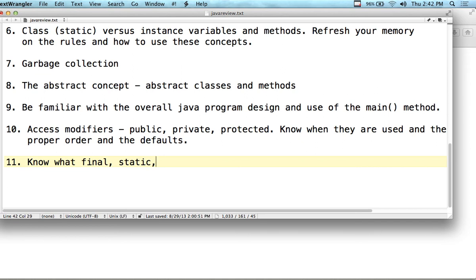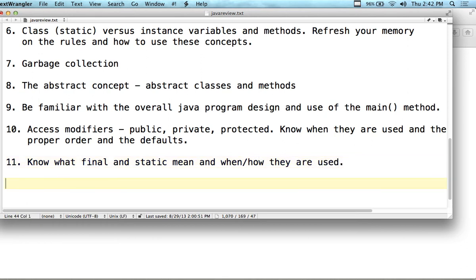Know what final and static mean and when or how they are used. Final never changes the value. Static creates a class level variable, like a counter or an ID or something. Let me put it here just in case I forget. Know the concept of an interface and why and how it's used.